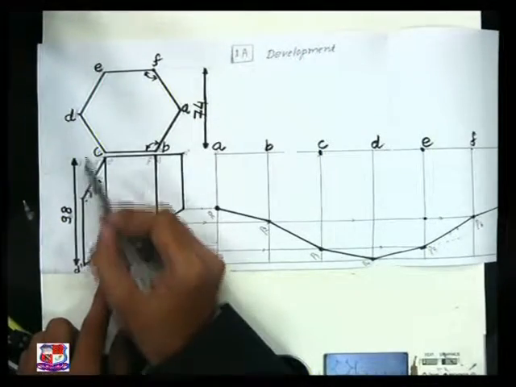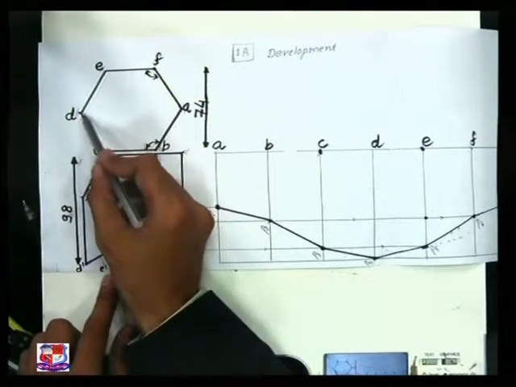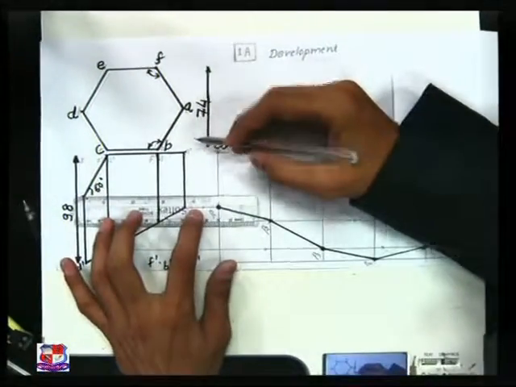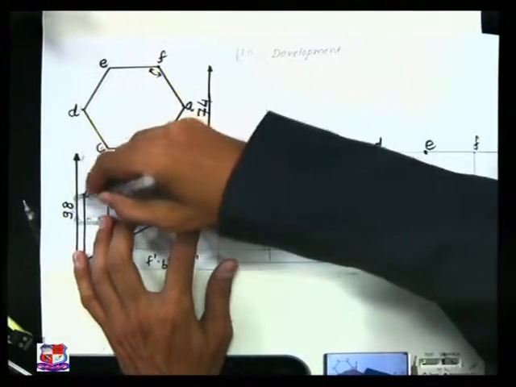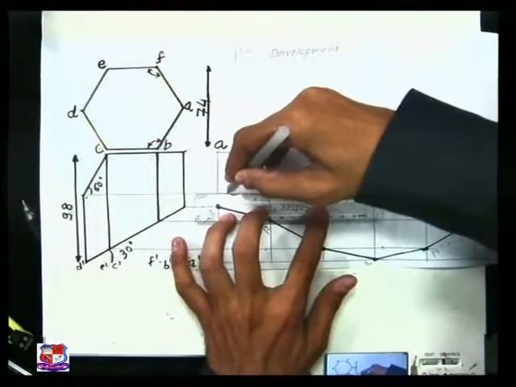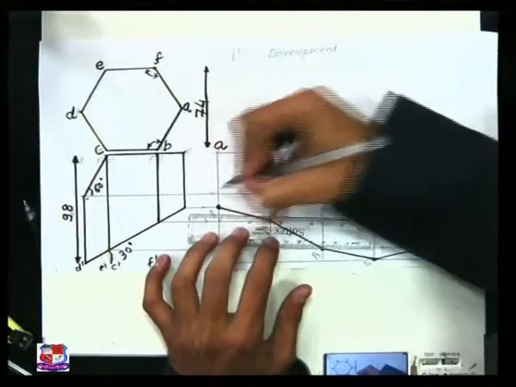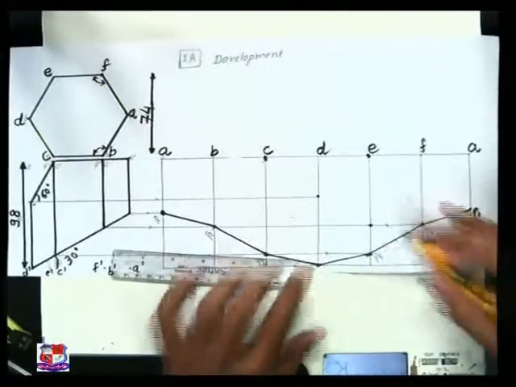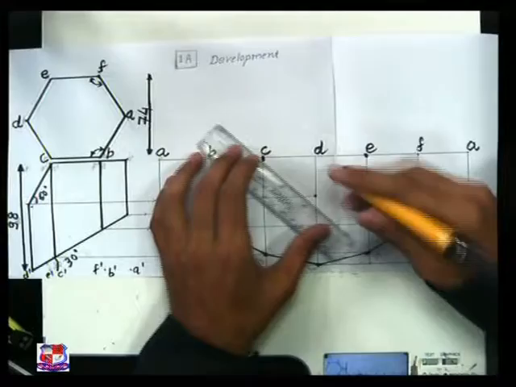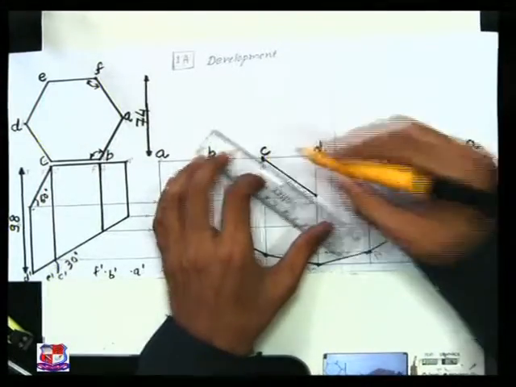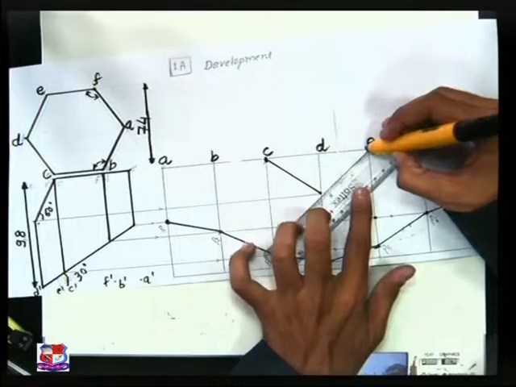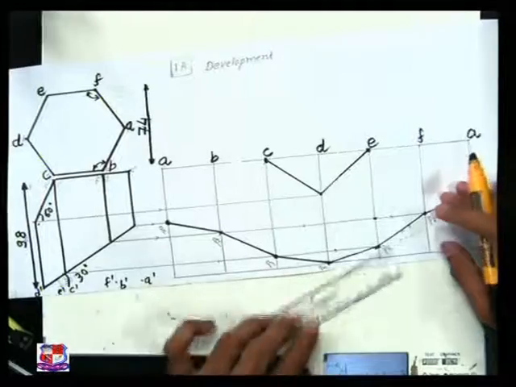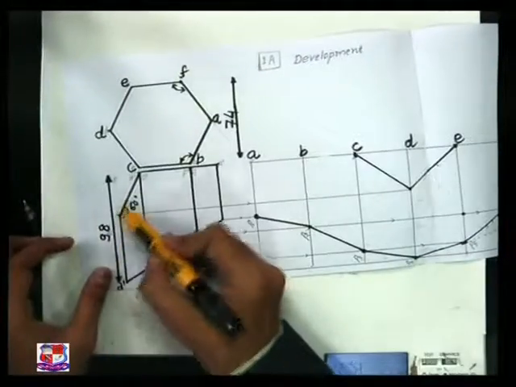Now think about this point. This point is on the D projector or D edge. So locate this point on the D edge. For that, draw a horizontal line from that point like this and transfer it to D, and it will cut the D generator at one point. So this is the point. Now join all these three points with a straight line, so it would appear like this. And this shows the cut portion of the upper cut plane. So we have drawn this cut portion also.